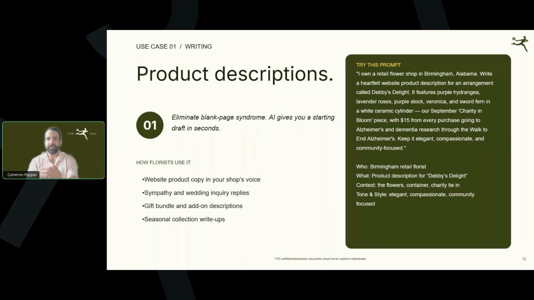So you saw what I said. I told it what the product description was, giving it the context, what flowers are in it, what container it is. I want to share the charity tie. And this one is near and dear to my heart. My mom passed away in 2021 from Alzheimer's. She had early onset Alzheimer's. This arrangement was actually the beginning of our Charity in Bloom program. Now we donate $15 of every arrangement every month to a charity that's near and dear to our hearts.